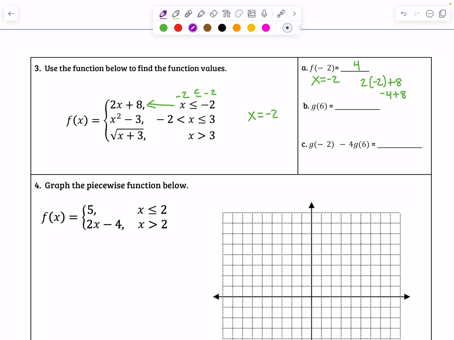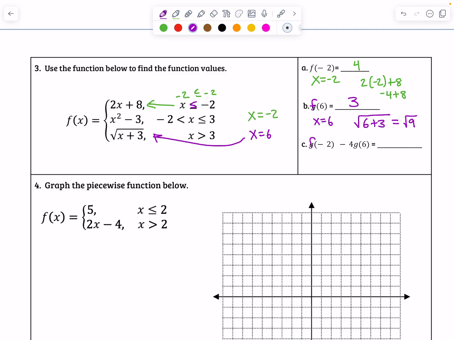And then we want to plug in, and this is supposed to say f of 6. So don't mind the G right there. So let's plug in x equals 6, where it would belong. So is 6 less than or equal to -2? No. Is 6 between -2 and 3? No. But 6 is greater than 3. So it's going to go in this third piece of our piecewise function. So we're going to do the square root of 6 plus 3, which gives us the square root of 9, which is just going to be 3.